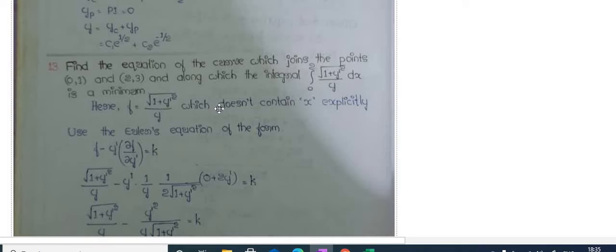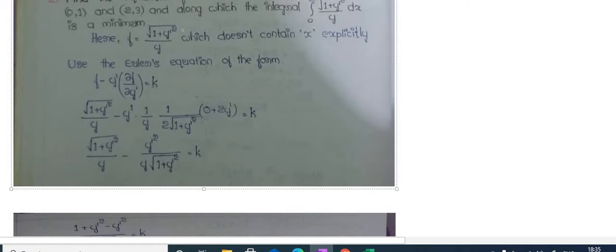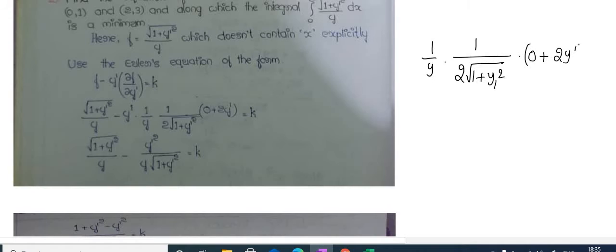Okay. So f is root of 1 plus y dash square by y. Substitute minus y dash as it is. Partial differentiation with respect to y dash. So here you keep 1 by y outside. For root, 1 by 2 into root of 1 plus y dash square. After completion of root for 1, 0 plus 2y dash. This is the partial differentiation of f with respect to y dash. Here 2 and 2 get cancelled.